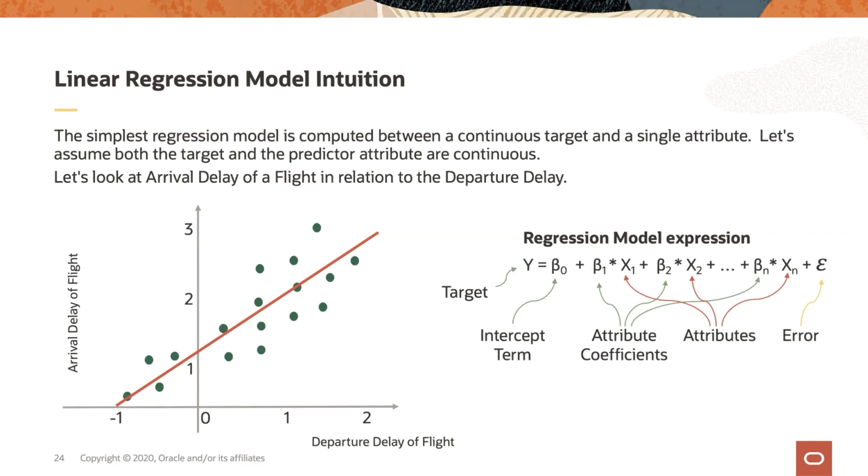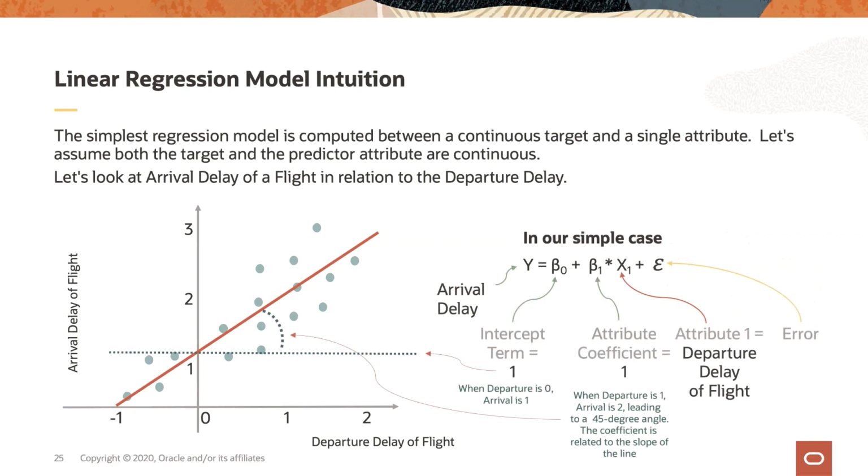In this little simulation here, the intercept term for us is 1, which means when the departure delay is 0, the arrival delay is 1. That's our estimate. So I'm departing the flight on time, and I arrive 1 minute late, even if I depart on time. That's what our little model is showing here with our data.